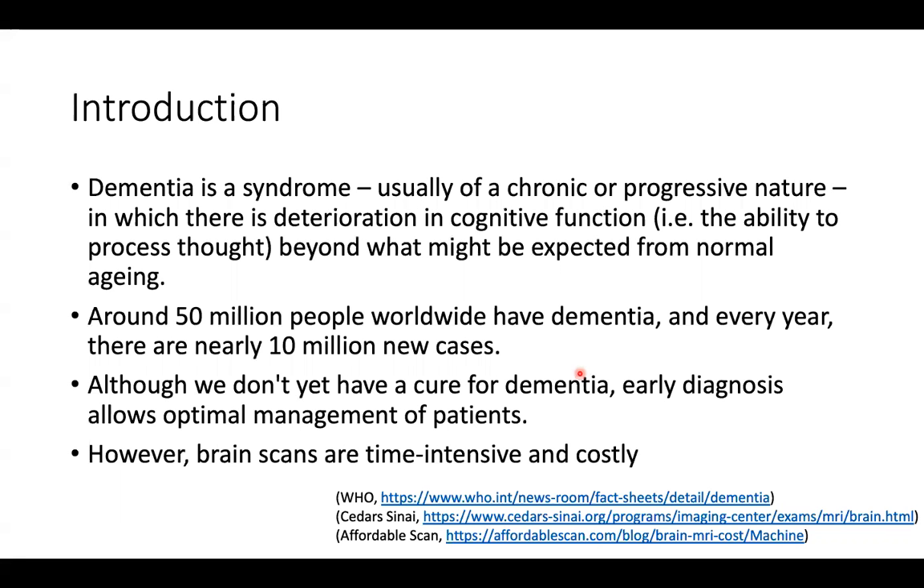So for some introduction, dementia is a syndrome, usually of a chronic or progressive nature, in which there is deterioration in cognitive function, i.e. the ability to process thought beyond what might be expected from normal aging. Around 50 million people worldwide have dementia, and every year there are nearly 10 million new cases. Although we don't yet have a cure for dementia, early diagnosis allows optimal management of patients.